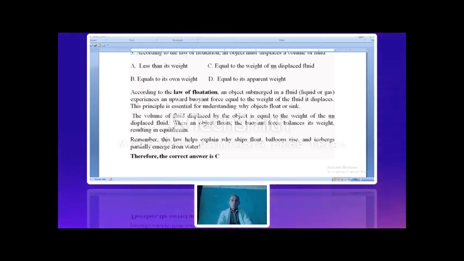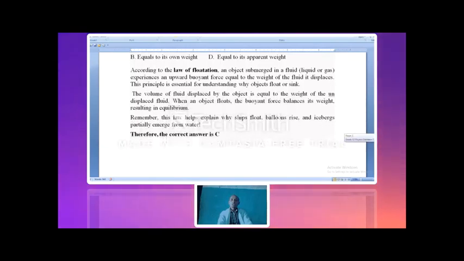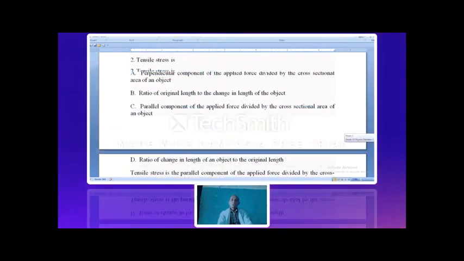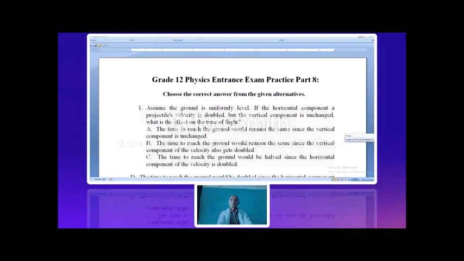In general, today we discussed some questions which are used for the grade 12 physics entrance exam.